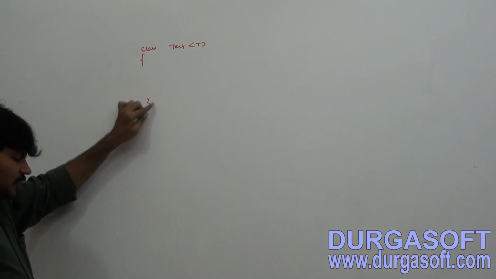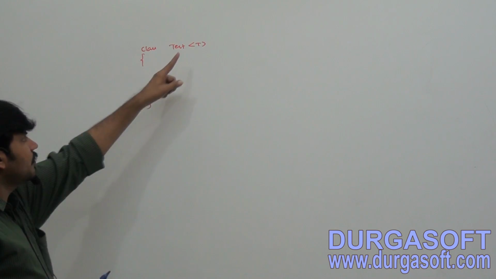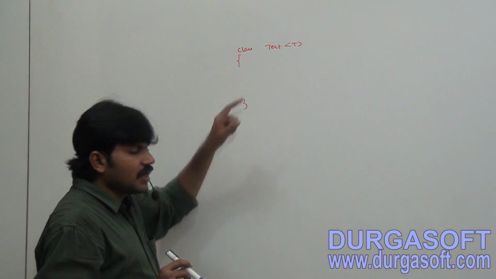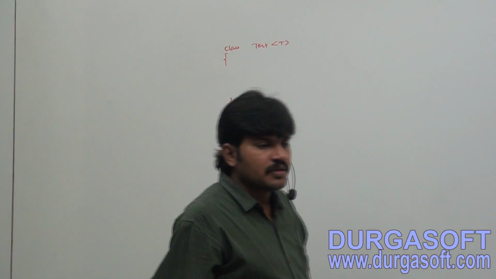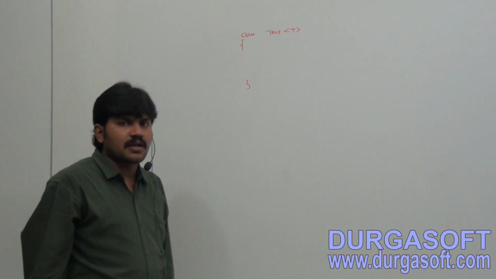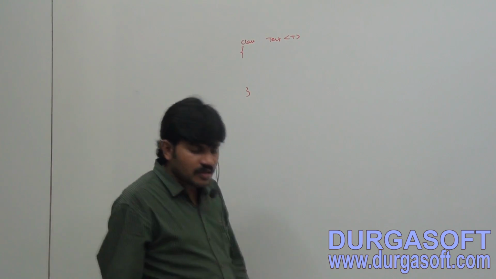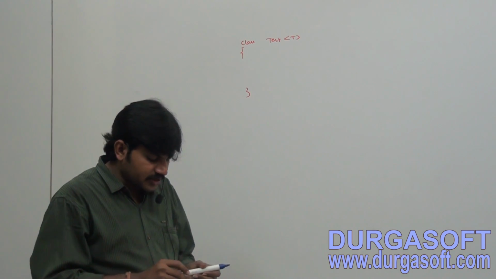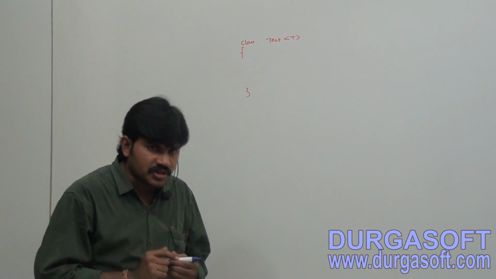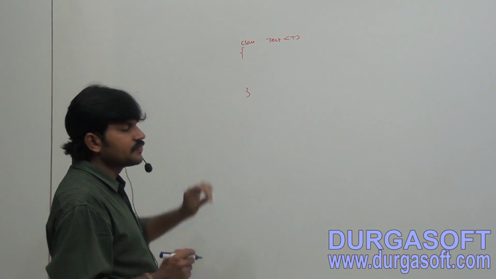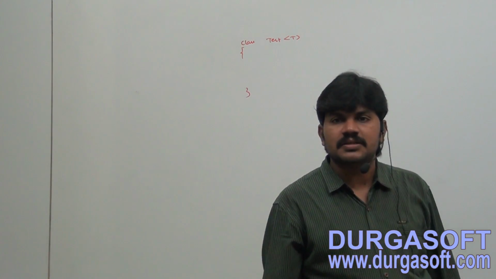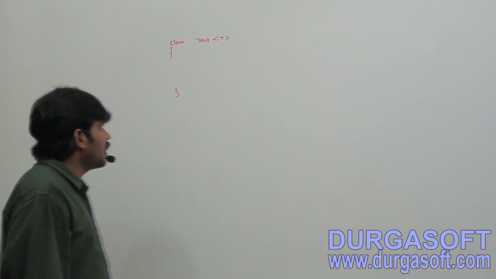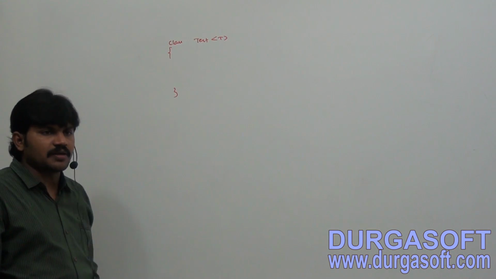Class Test<T> { }. As the type parameter, we can pass any type, and there are no restrictions. Hence it is an unbounded type.